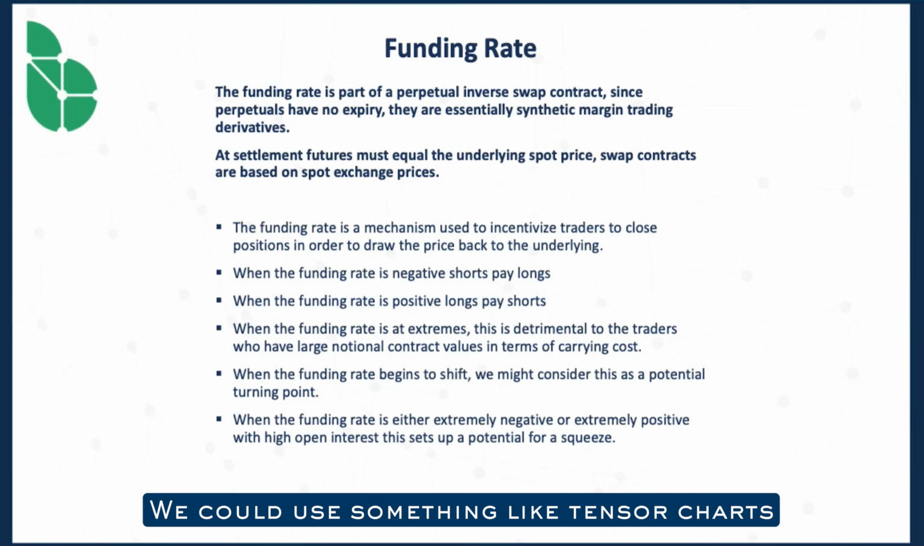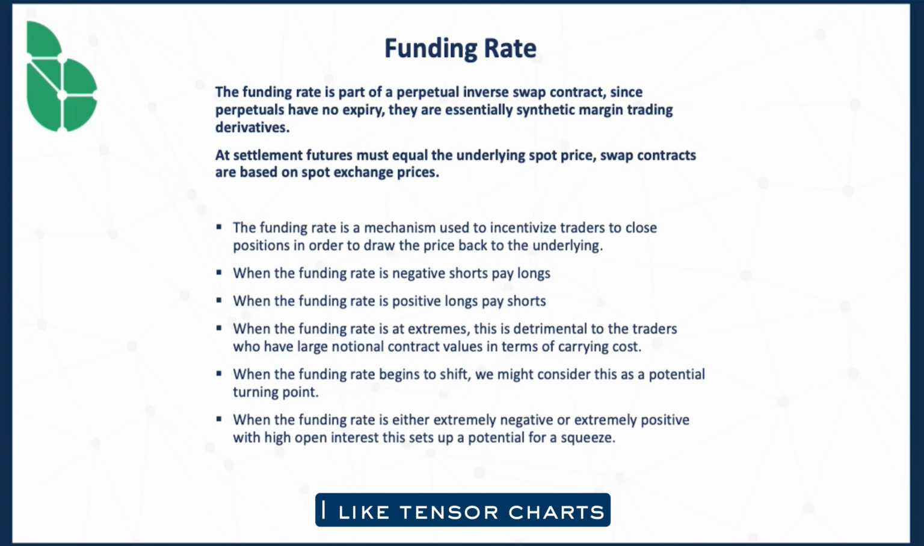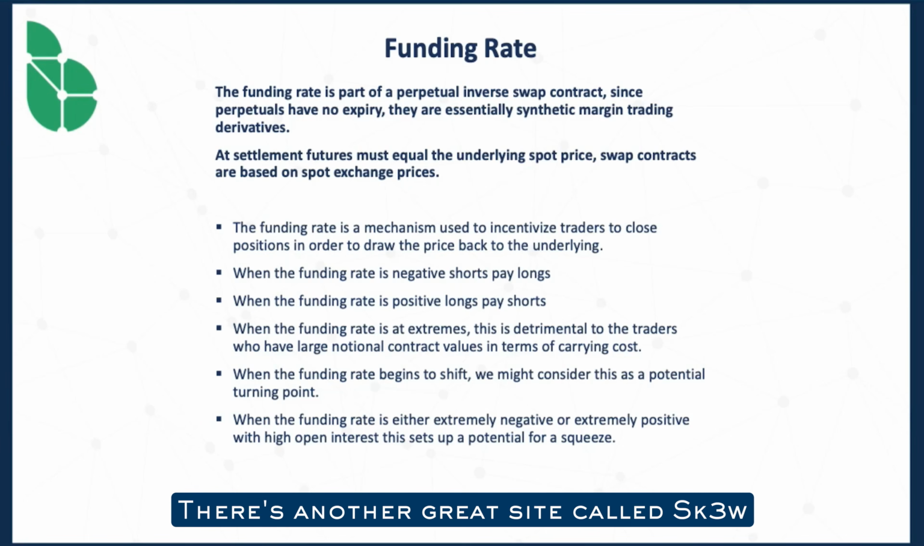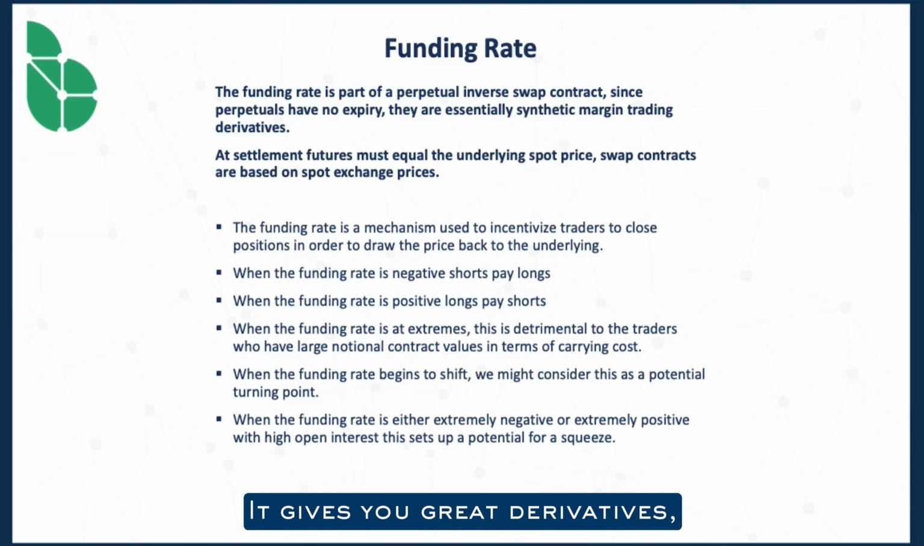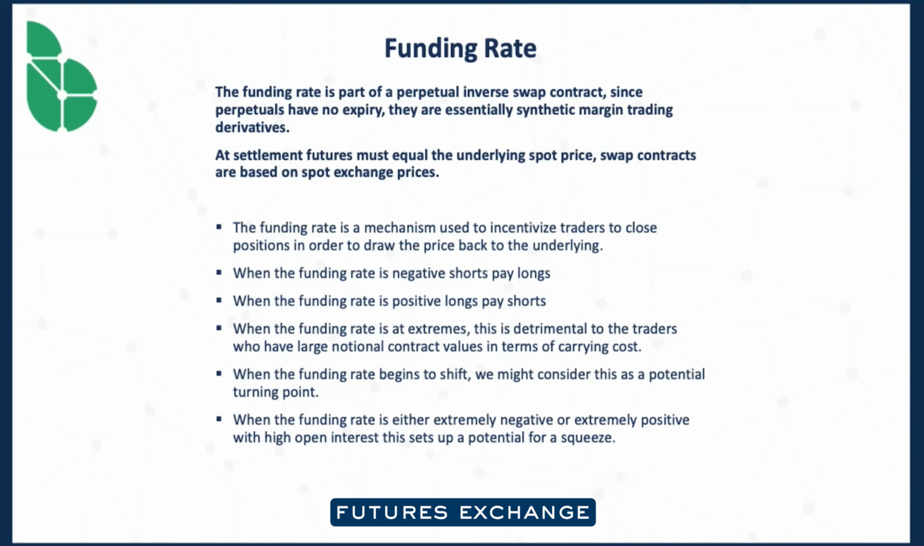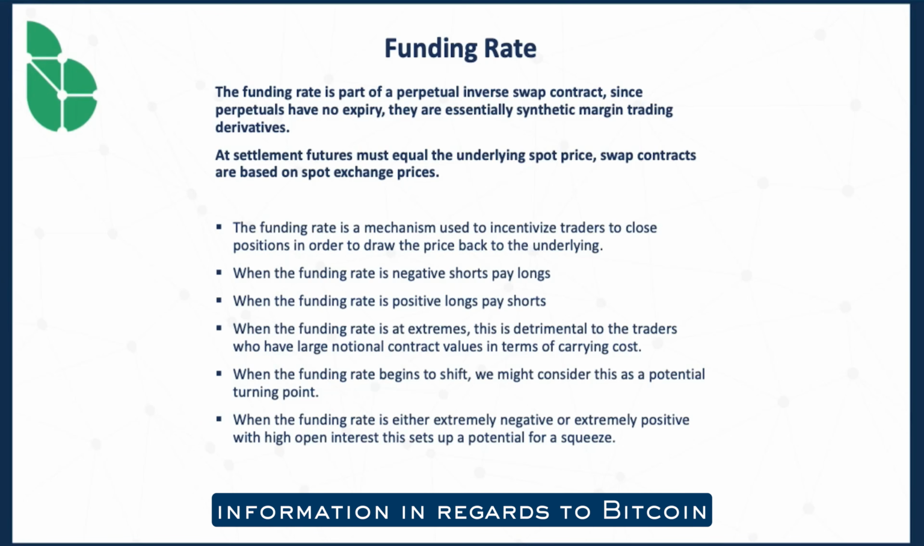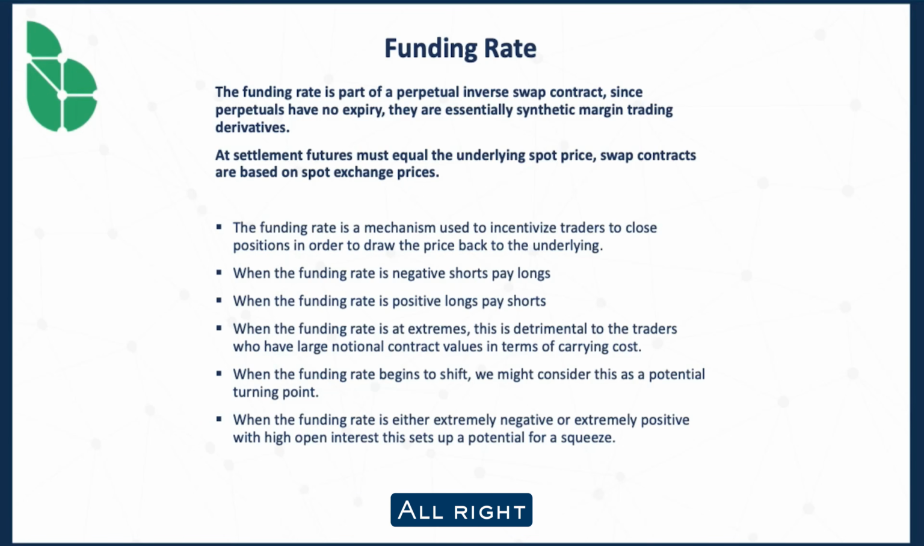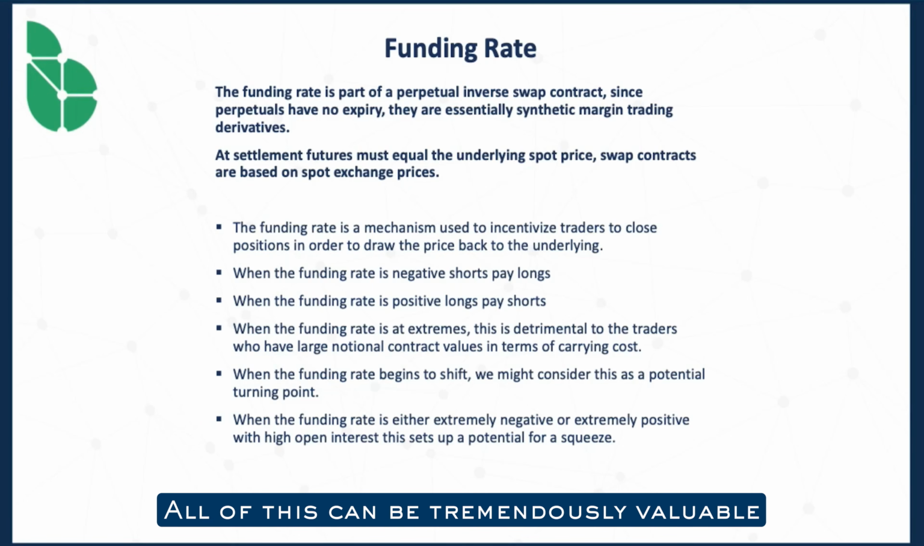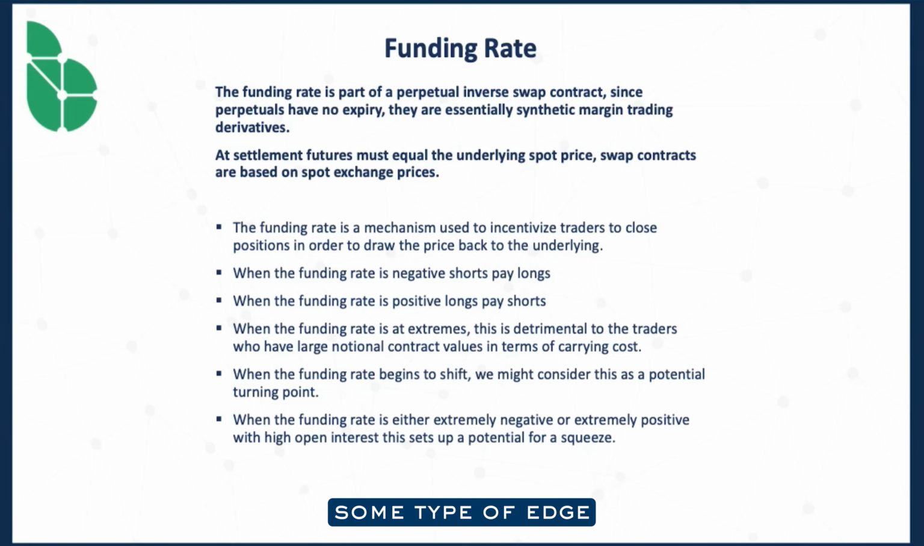We could use something like Tensor Charts. I like Tensor Charts. I don't like the heat maps on Tensor Charts, but I do like the BitMEX data that it gives you. There's another great site called SK3W. It's a great site as well. It gives you great derivatives, futures exchange information, options information in regards to Bitcoin. All right, all of this can be tremendously valuable if you're trying to establish some type of edge.